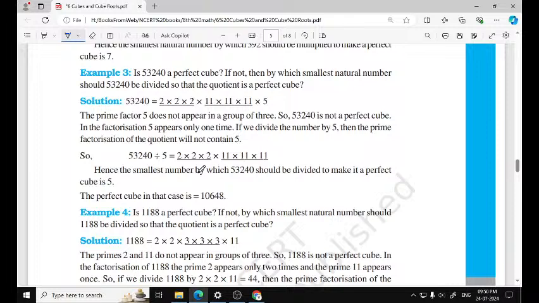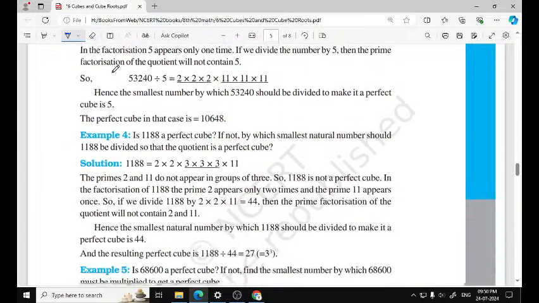Is 53,240 a perfect cube? If not, then by which smallest natural number should 53,240 be divided? Now prime factorize and we get one number which is single. So we divide by 5 and the obtained answer is a perfect cube.